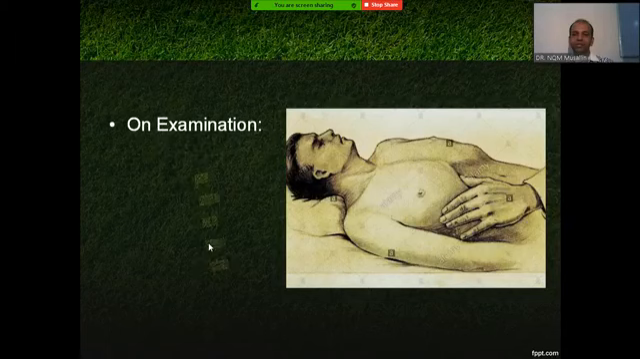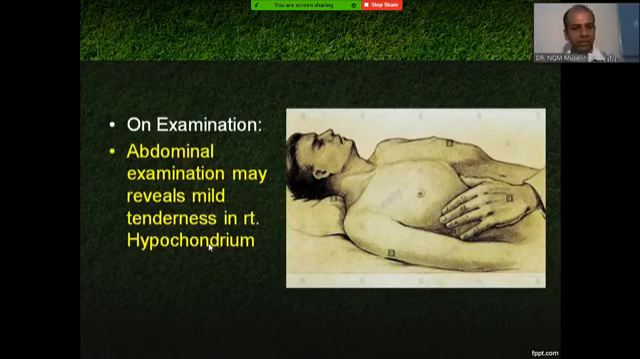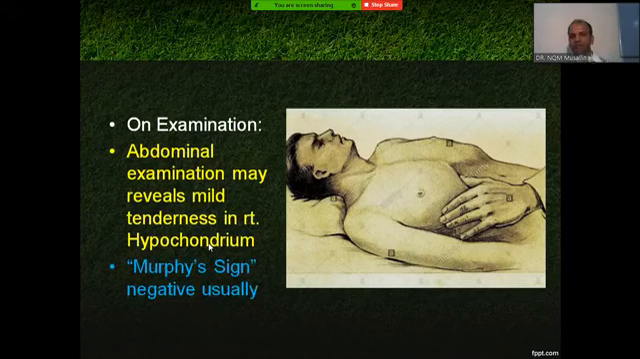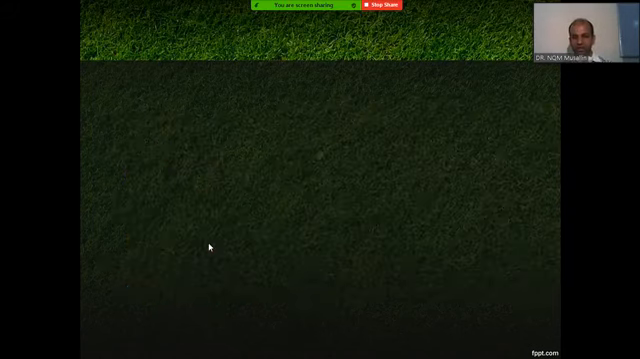Now on examination, what are the findings during examination? During examination, we may find a mild tenderness in the right hypochondrium, but Murphy's sign is usually negative in chronic cholecystitis.